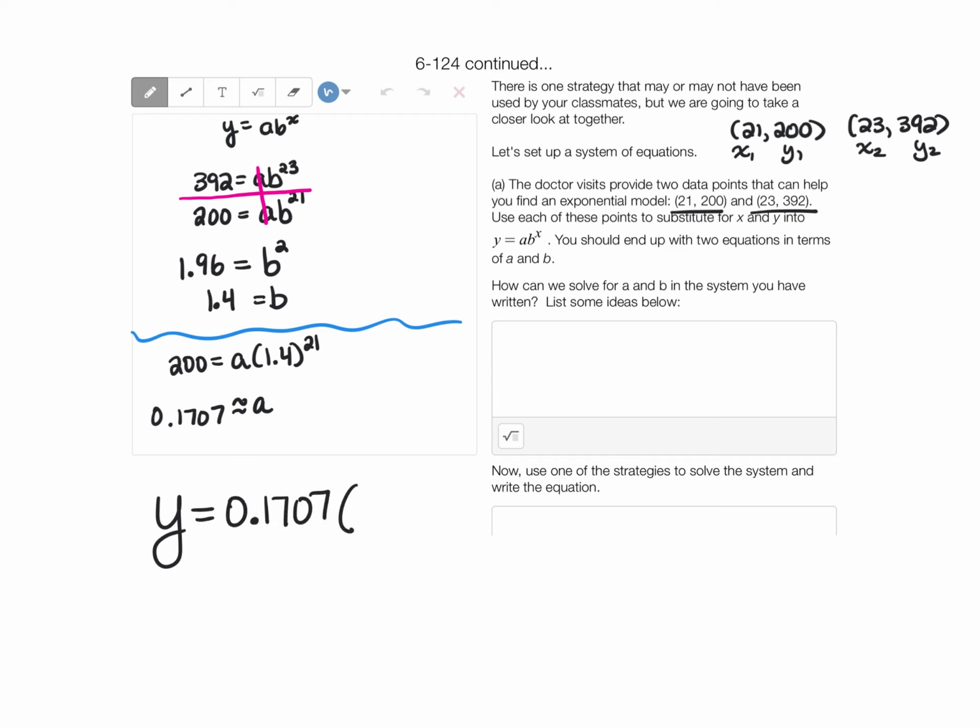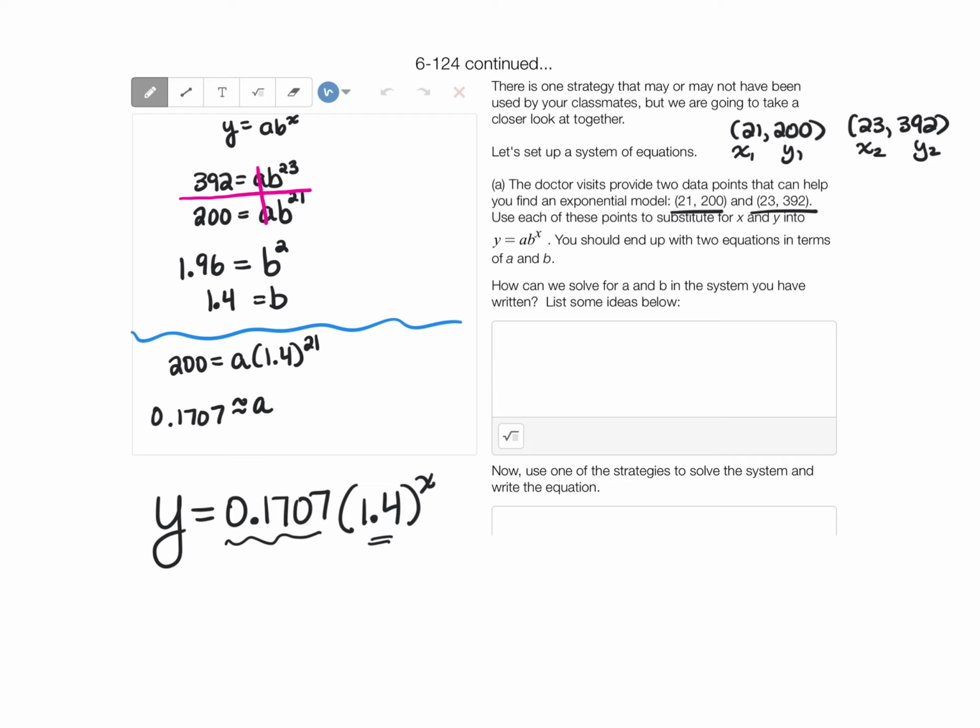So I could then write my equation as Y equals 0.1707 times my multiplier, which is 1.4, to the X value. Now you'll notice this is similar to the equation that we wrote, same multiplier. However, we have a different 0 value. And our zero value this time is going to actually be the last day of February, whatever that date was, because that would be day 0, since day 1 is March 1st, since we used the date in March as our X value. Okay. Same process, just different start value.